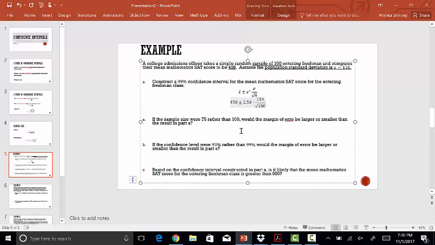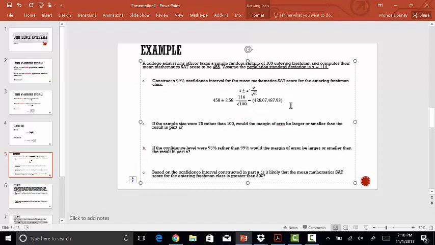Alright, now if you type all this in, so you do 458 plus all of that and then 458 minus all of that, you'll get a confidence interval of 428.07 to 487.93. And that's our confidence interval. In other words, we're 99% confident that the mean mathematics score at this university for their entering freshmen is somewhere between 428.07 and 487.93.